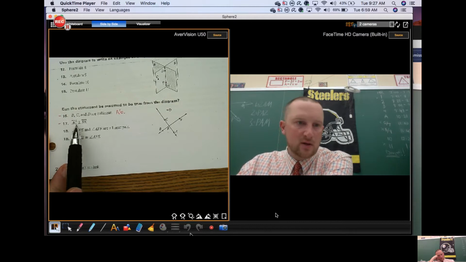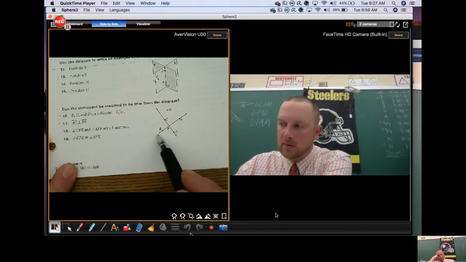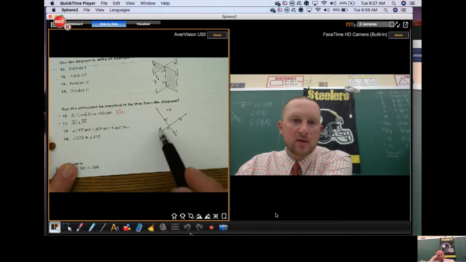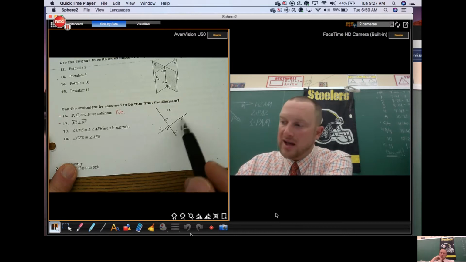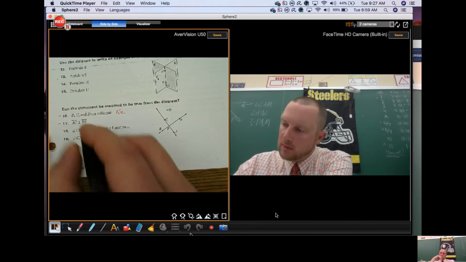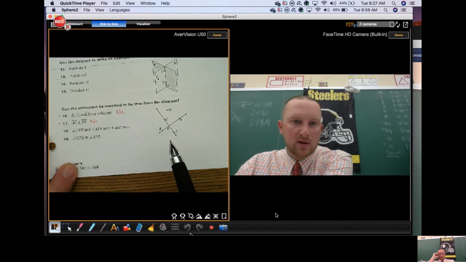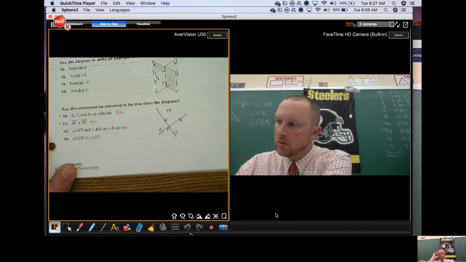Number 17, if you don't know how to read this, you're probably going to have a hard time understanding what to pick. Line AC is perpendicular to line BE. That's what that means. Perpendicular means they cross at a right angle. Does that show that in the diagram? Are these perpendicular lines? Sure looks like it. Is the mark there? No. Can you assume that they're perpendicular? No.